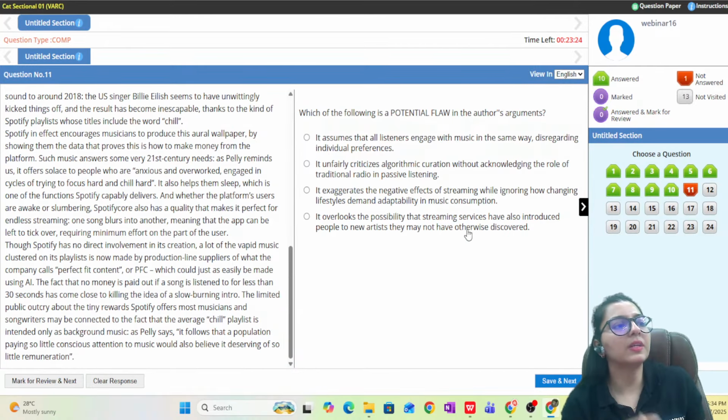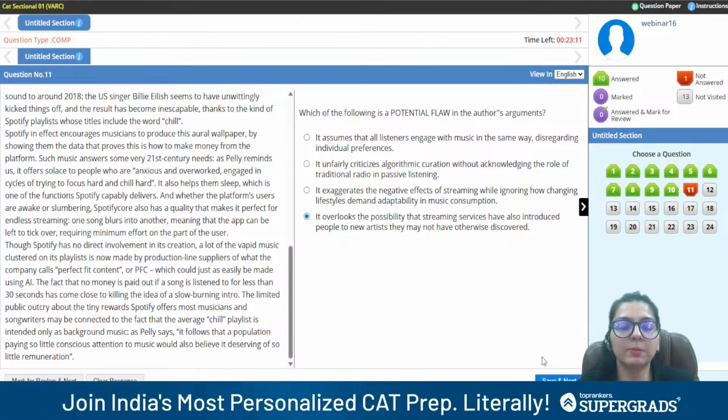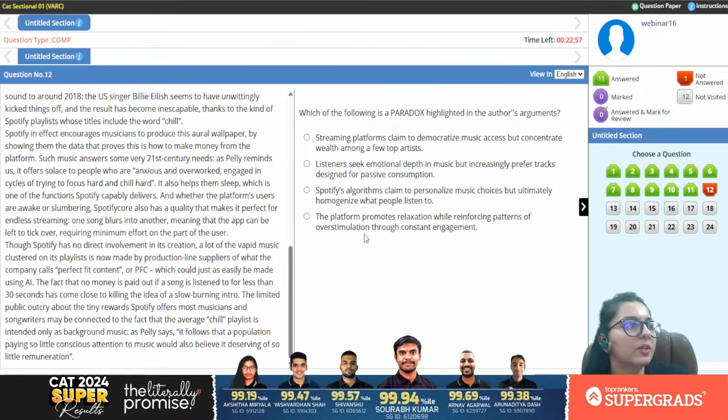It overlooks the possibility that streaming services have also introduced people to new artists that may not have otherwise been discovered. Well, yes, that is most likely. It overlooks this possibility because Spotify is going to keep playing the songs that are famous, the ones that people are searching for. What about the new people? Their business has gone bust. So that is definitely a flaw that Spotify tends to have.